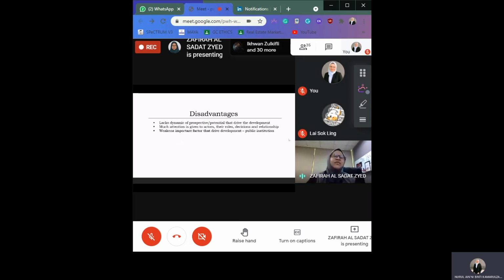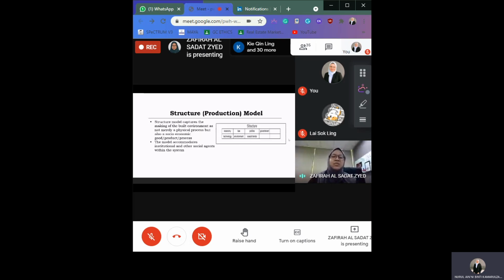Remember the environment setting, where government should be there. Okay. So it doesn't bring in the government as an actor. But obviously the development model could be tweaked to insert public institution into the model. Right? Anyway, so we've talked about two models, event sequence as well as agency model. Now we will talk about the structure or production model.